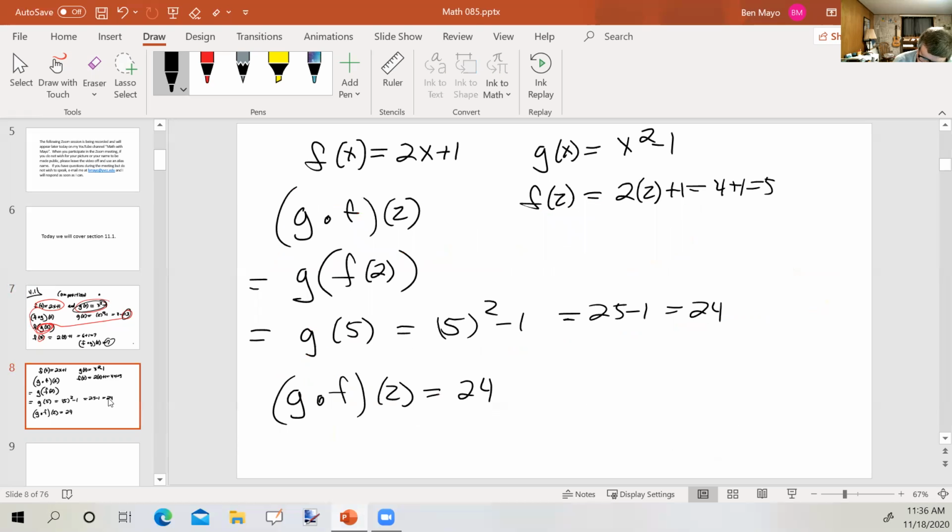I want you to notice that the first one, f composed with g of 2, was 7, and g composed with f of 2 is 24. So in general, the operation of composition is not commutative. There are cases where it is, we'll be looking at those later, but in general, it's not true. Whereas addition and multiplication are commutative, composition is not commutative in general. Do you have any questions about this problem? No. Okay, another example.